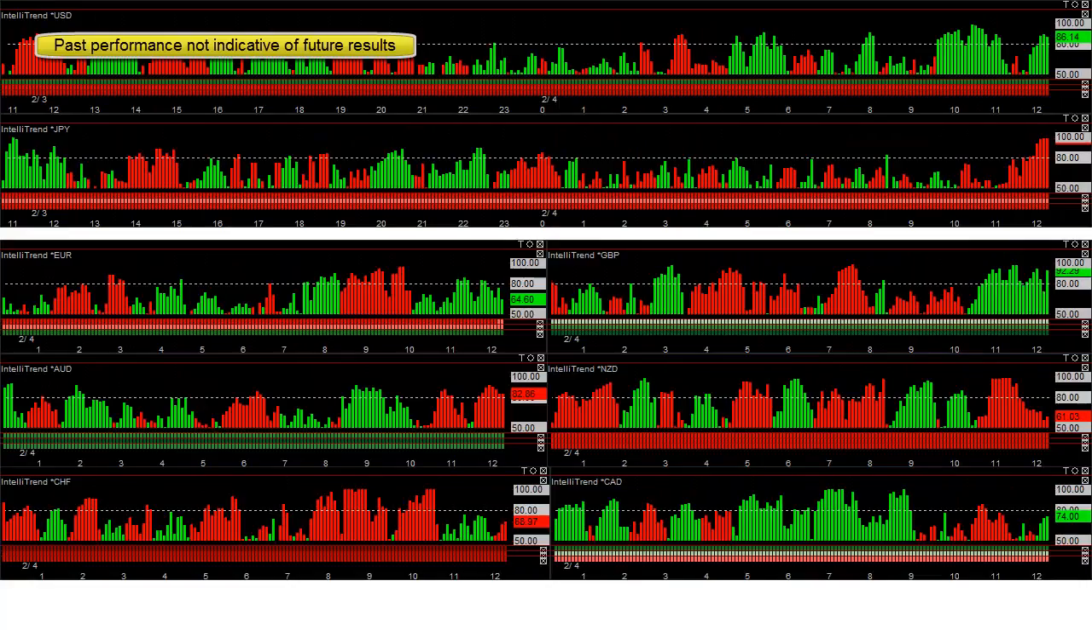But the currency meter lets you know which ones are most likely to move. The Australian, very, very strong. Daily, weekly, monthly trend.